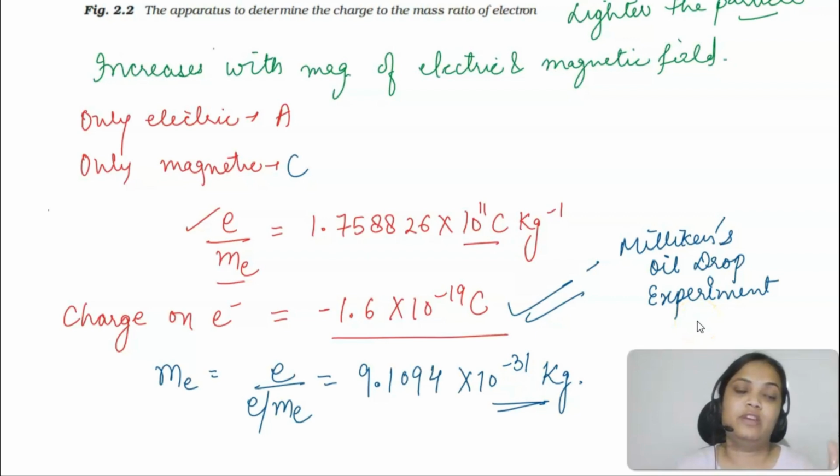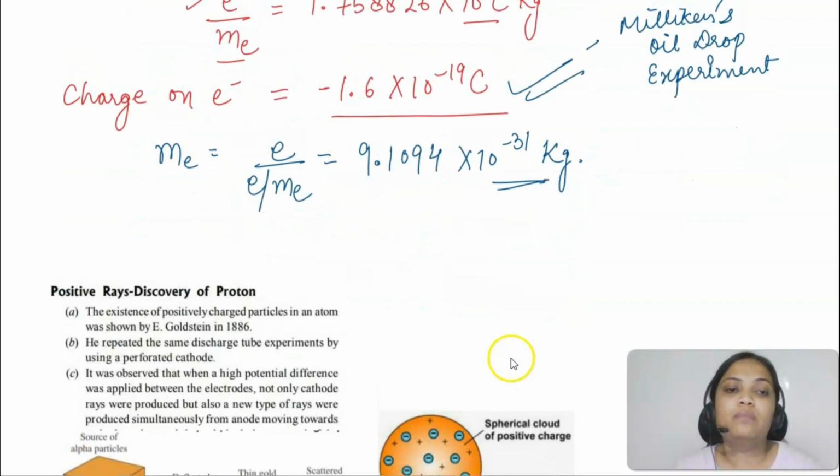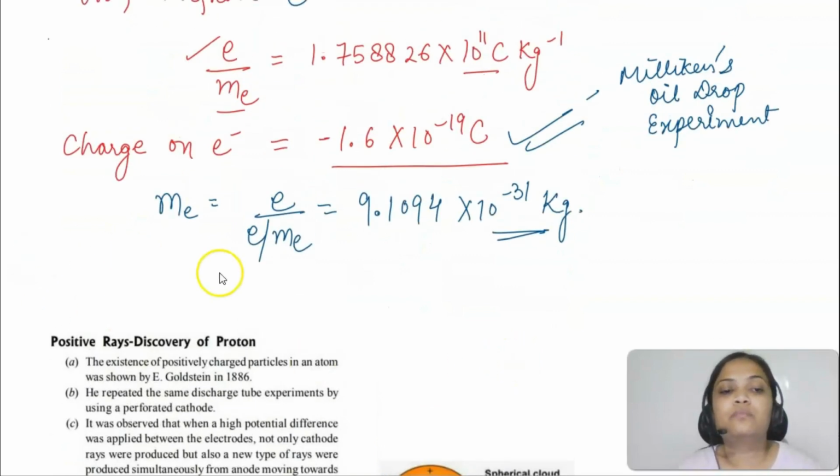The first discovery of any subatomic particle was the electron, where we had this cathode ray tube experiment. Then the charge to mass ratio was found out by J.J. Thomson. Then Millikan's oil drop experiment was done. So it was not done in one go; there were different things that happened. Now if I talk about the discovery of other subatomic particles, that is your protons and the neutrons, let's see that.